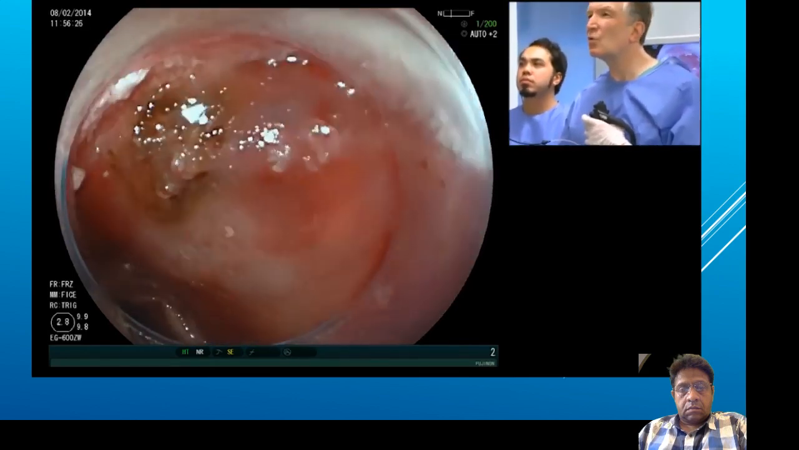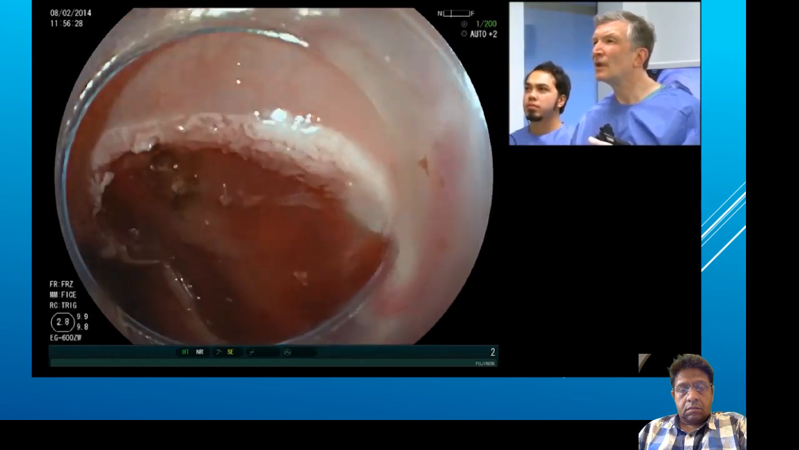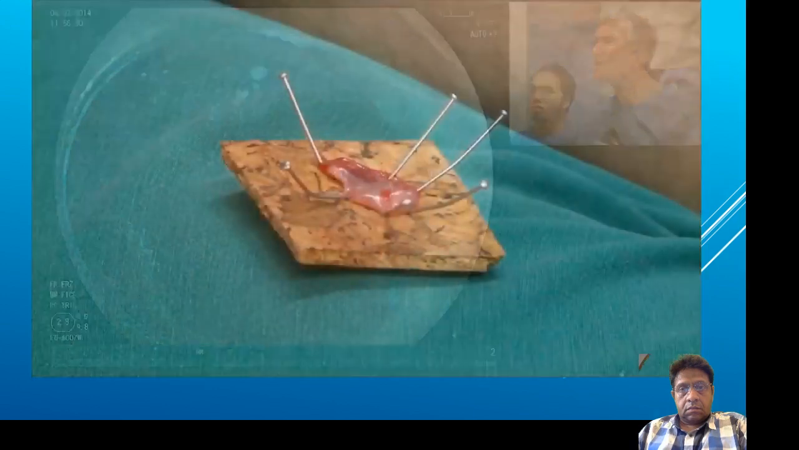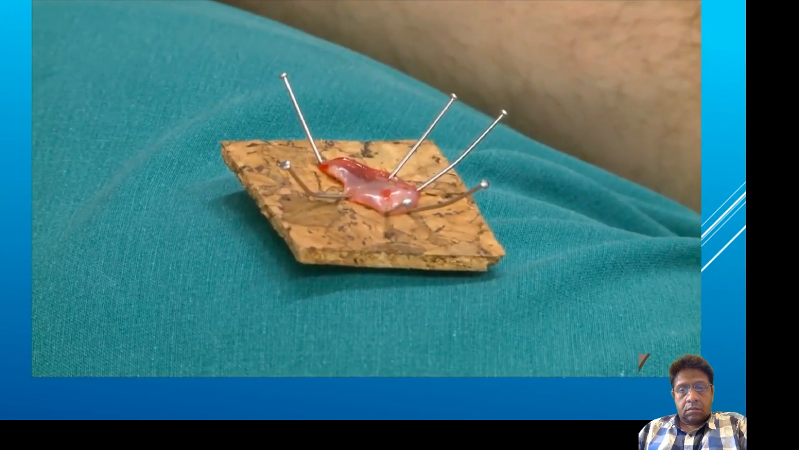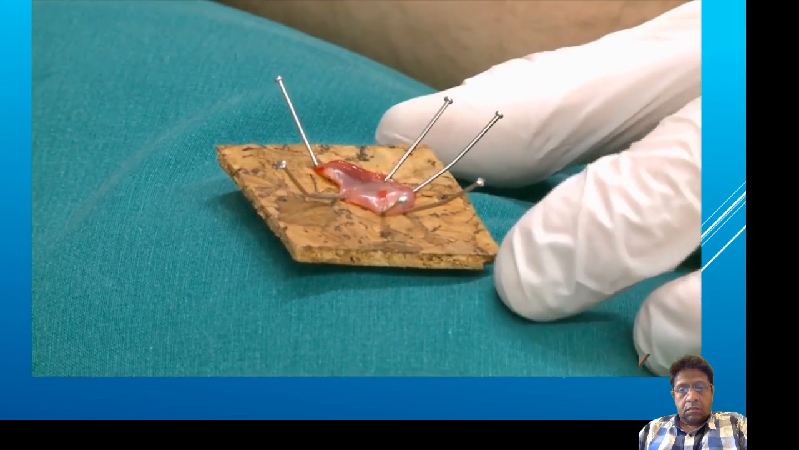Demonstration of the mounted resection specimen.